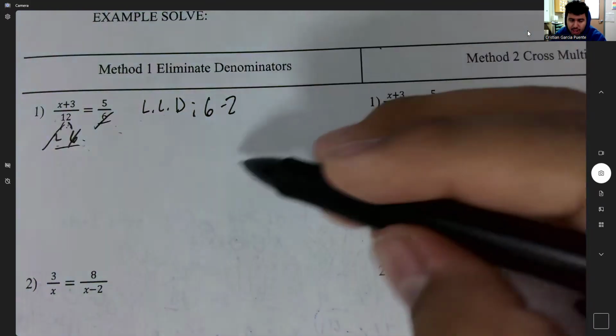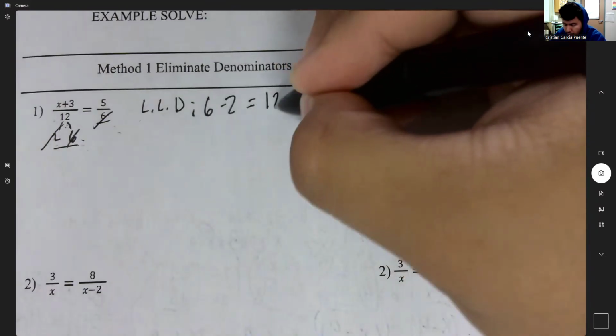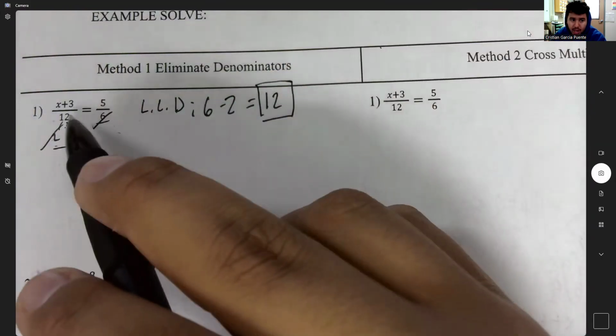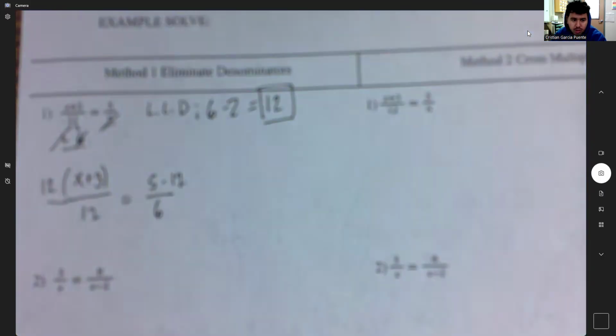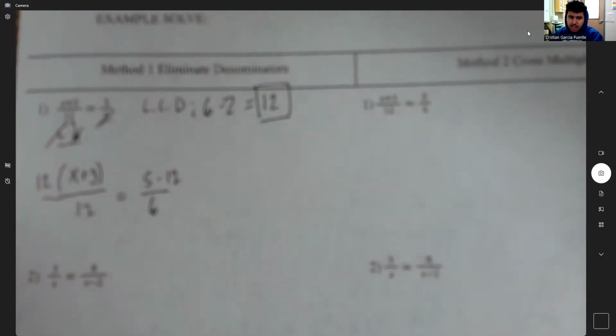But remember, with the LCD, you're always multiplying the things inside of it. So what's 6 times 2? 12. So your LCD is going to be 12. And with this 12, we're going to multiply both of our fractions. So you have x plus 3 over 12 and 5 over 6. What we're going to do is multiply both sides, put a times 12, because we're just multiplying by our LCD.